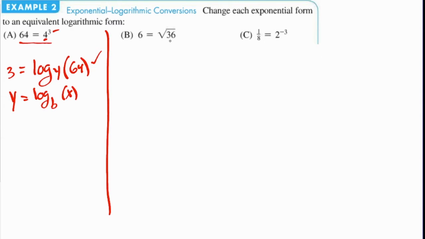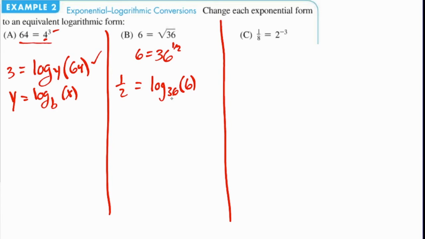So let's do the same thing for part B. 6 equals square root of 36. I need to write that using exponents. Now I know my base is 36. My y is my exponent, so 1/2 equals log base 36, and then my argument is 6. So you have to remember, 36 raised to the 1/2 power equals 6. That all balances out. And this is going to help us solve logs by recognizing these patterns that exist in writing the exponential versus logarithmic form.